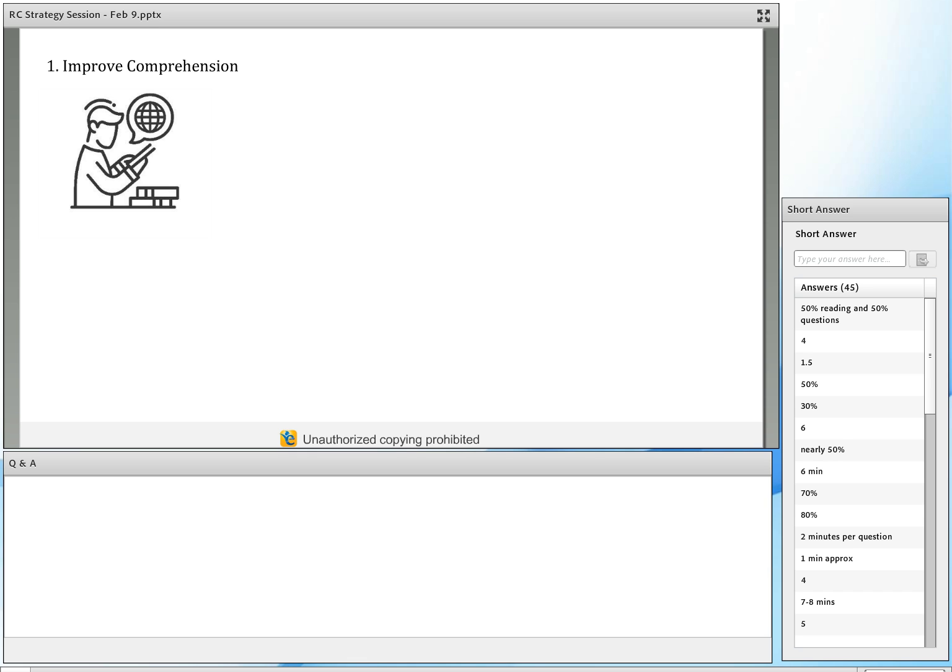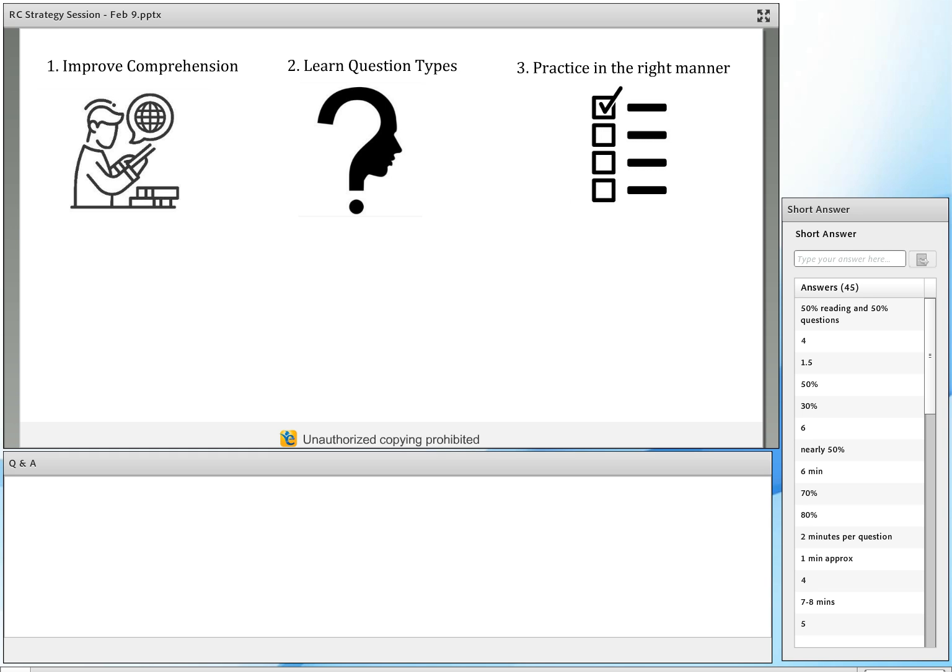So now let me give you the complete plan for RC. How is it that you can prepare for RC? The first and the foremost thing that you have to do is improve your comprehension. The next thing that you do is you learn the question types. You learn how to answer questions based on the information that you've learned. The third thing is that you practice in the right manner. And we have dedicated modules in our course that help you build each of these 3 skills.